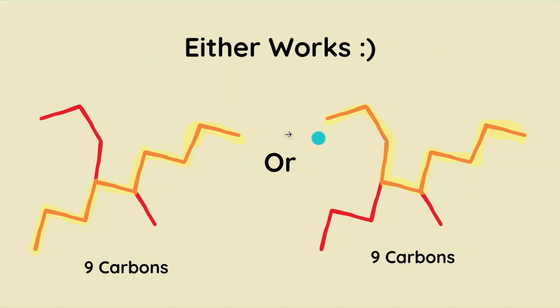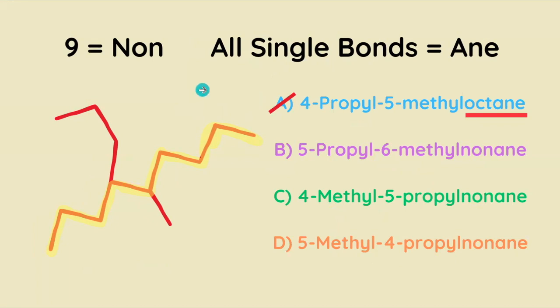And because both options fit the definition of a parent chain in being the longest consecutive connection of carbons, either one can be the parent chain. So I suggest you choose the one that is visually easier to deal with. Regardless, we have 9 carbons in our parent chain, so we have a nonane as opposed to an octane, so A is the wrong answer.